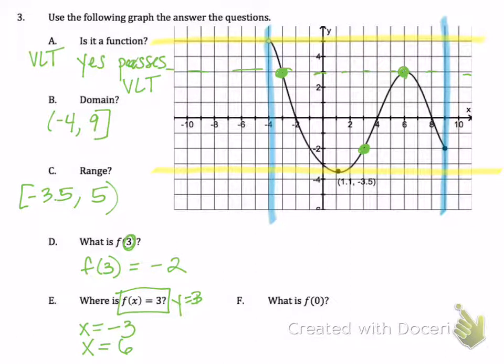What is f of 0? So when x equals 0, what is that? I have f of 0 equals -3.